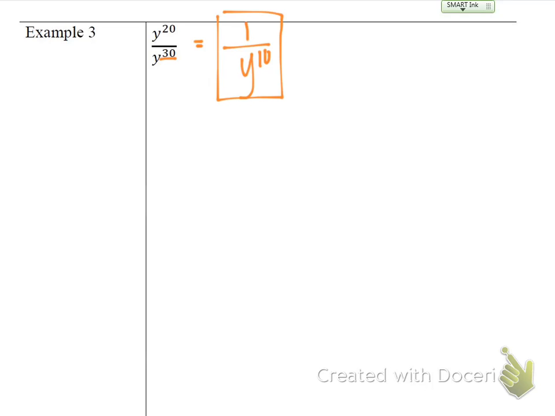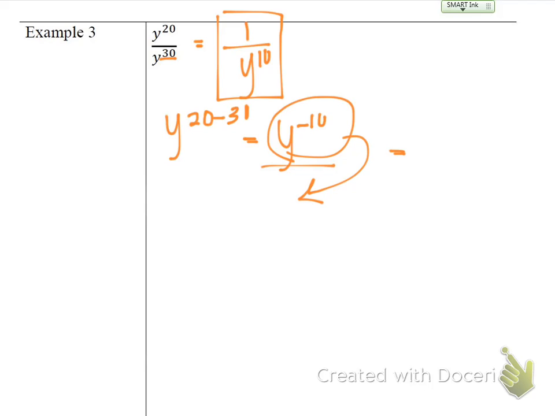Why does this work? If we use our rule from before, that's going to give me y to the 20 minus 30, yes? And what's 20 minus 30? Negative 10. So in my numerator, I would have y to the negative 10. So what does that mean I have to do with that negative exponent? Bring it down. So that would be a 1 in the numerator and a y to the 10th in the denominator. Same thing.